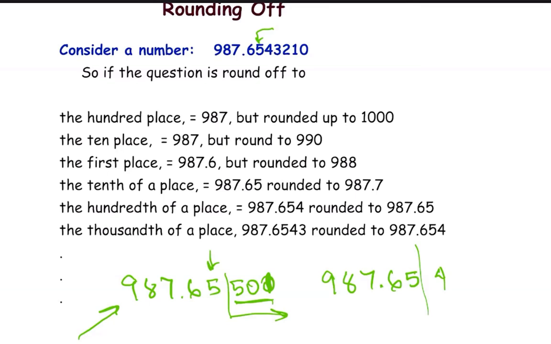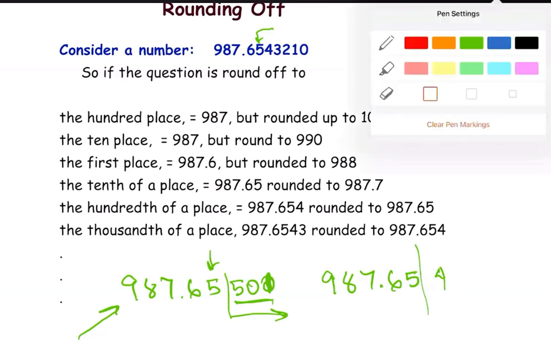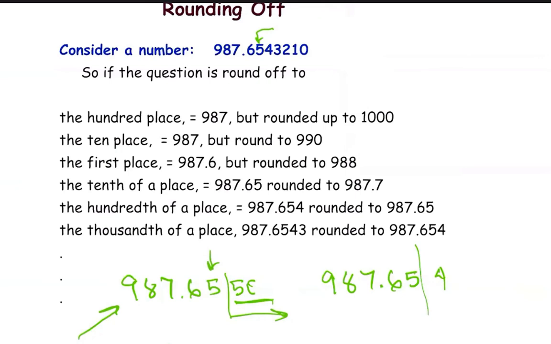If this was 499, 499 is below the halfway, you stay. But if it's exactly at 500, right in the middle, then you use this rule. Round up if it turns to an even digit.